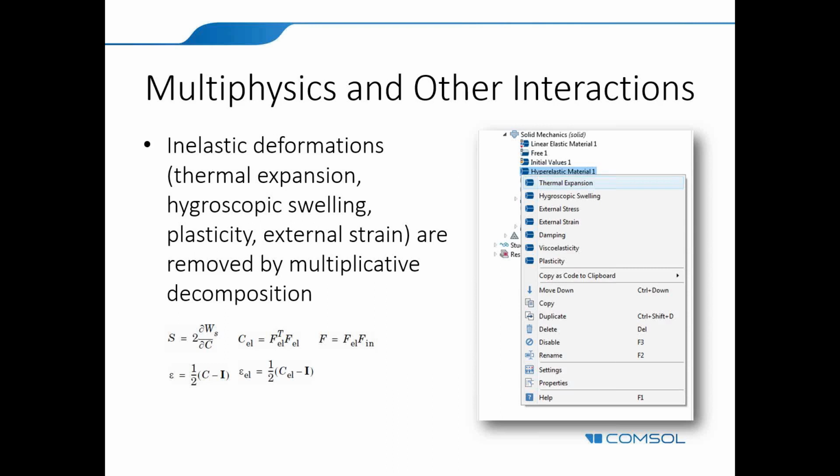Now, multiphysics interactions such as thermal expansion, plasticity, and hygroscopic swelling can also be incorporated in a hyperelastic material model. These effects, including the external strain or initial strain of a hyperelastic material model, can also be included, as shown in these equations here. This is done by removing the inelastic deformation from the total deformation. So F here is the total deformation. FIN is the inelastic deformation corresponding to thermal expansion, hygroscopic swelling, plasticity, or external strain. And FEL is the elastic deformation gradient. So you calculate FEL based on the total deformation gradient times the inverse of the inelastic deformation gradient. So all of these can be incorporated.